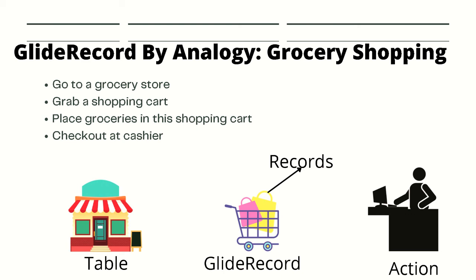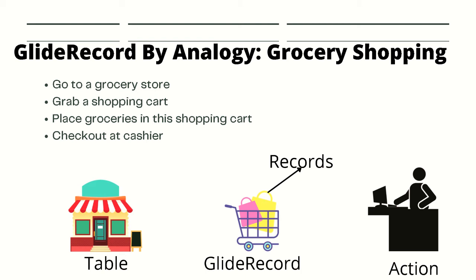Second, we'll grab a shopping cart in the store. The cart can be thought of as a GlideRecord object. Third, we place groceries in that shopping cart. So we'll pick up the groceries and put them in the shopping cart. This grocery can be thought of as a record from the table. Every grocery item has specific attributes to it, like name, price, and color. These item attributes can be thought of as a field value for the record, like color on the incident table, or any other field.